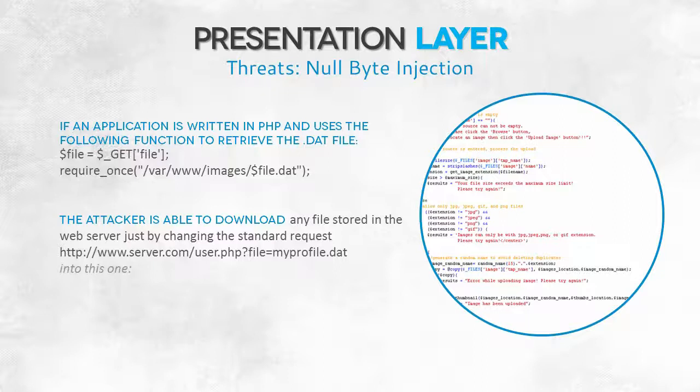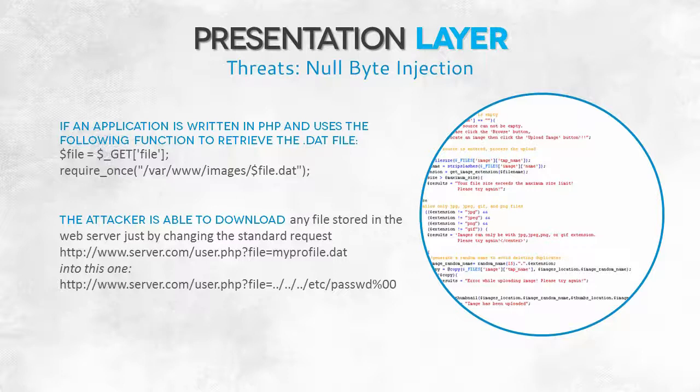But what happens if the function is executed in the following way: http://www.server.com/user.php?file=../../etc/passwd%00. At the end of this command, we see a null character, indicating the end of the string. In this case, the extension .dat will not automatically be added.